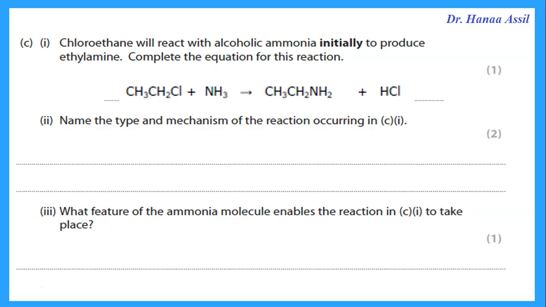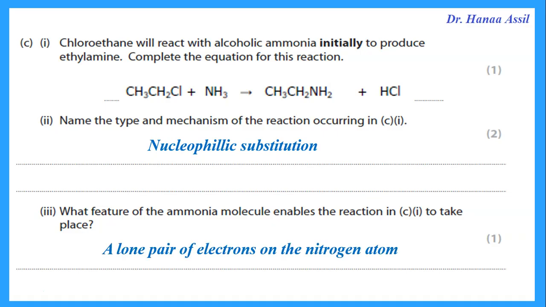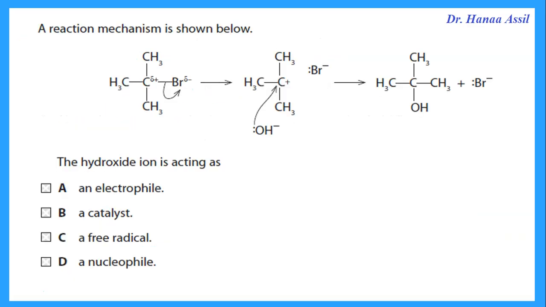What type and mechanism is that? Again, that is nucleophilic substitution. Now, why can they act as a nucleophile? We said the ammonia, the nitrogen on the ammonia has a lone pair of electrons that can attack the slightly positive carbon on the chloroethane. A reaction mechanism is shown. So, which mechanism is this?